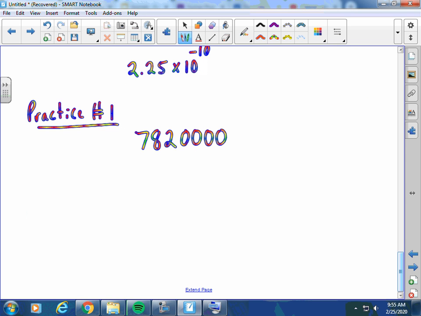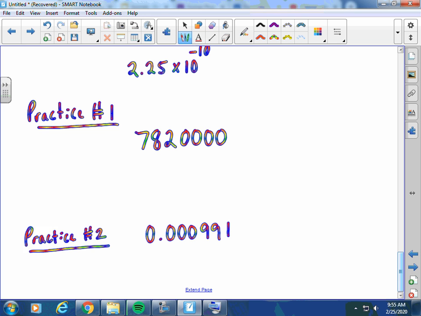And then practice number 2 is going to be 0 point, followed by 3 zeros, 9, 9, 1. And I am going to pause the video here. So you should write down in your notes practice 1 and practice 2, and you should attempt to do them. I'm going to come around and take a peek.